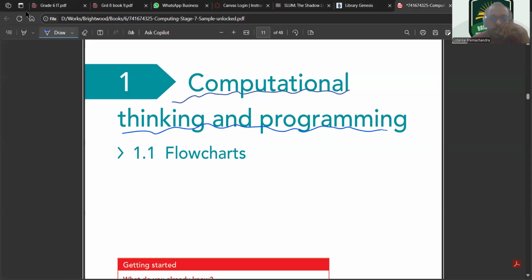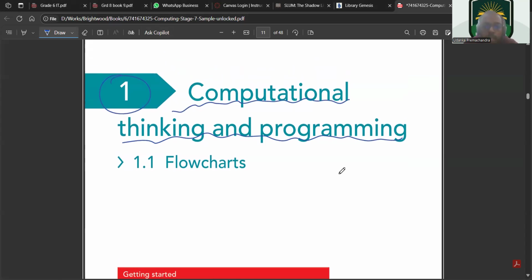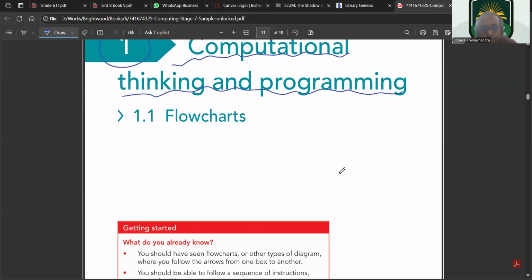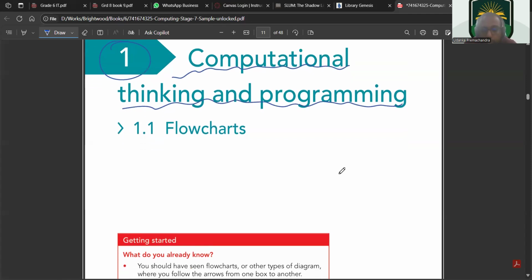Just write down this topic: computational thinking and the programming. I think you already did this. Quickly recap this one. I wanted to check what book you have. So just write the topic, computational thinking and the programming. I will quickly recap. I write only the important things, no need to write everything. I want to write only the important logical things.